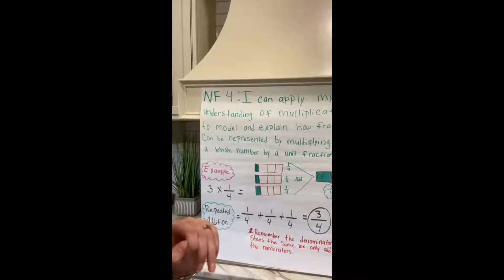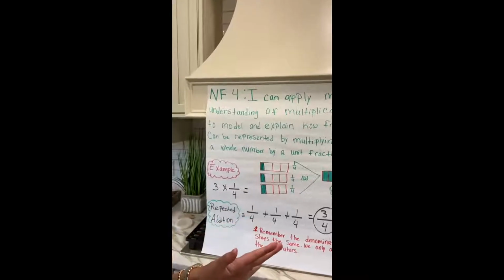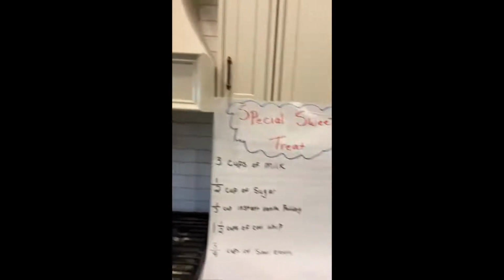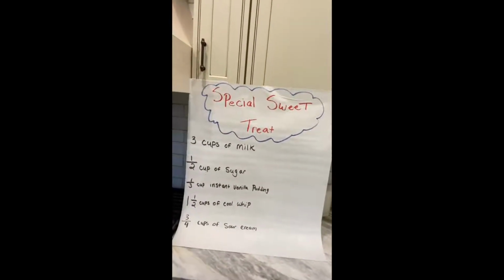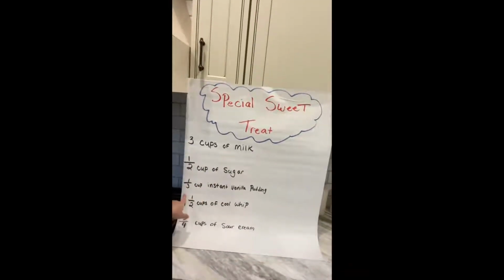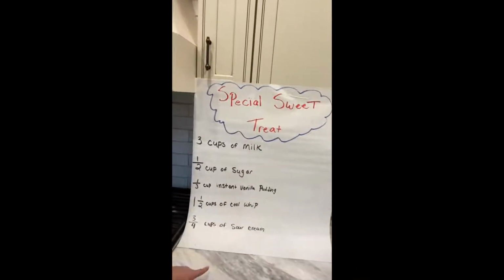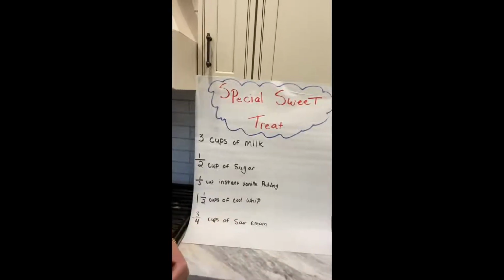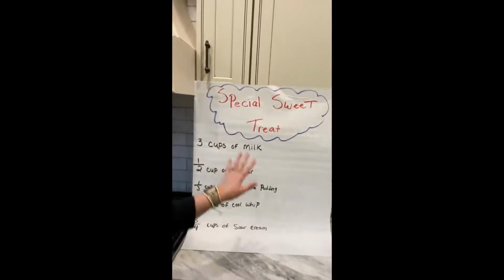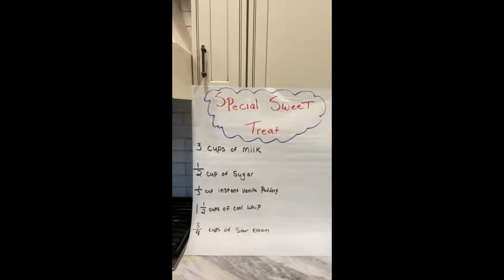I am making a sweet treat, vanilla pudding, for some of my family members and friends. The problem that I'm having is this is my recipe, okay? Special sweet treat. It calls for 3 cups of milk, 1/2 cup of sugar, 1/3 cup of instant vanilla pudding, 1.5 cups of Cool Whip, and 3/4 cups of sour cream. This is great, and this recipe is delicious. However, this feeds my family, and I need to make it for about 8 more people.